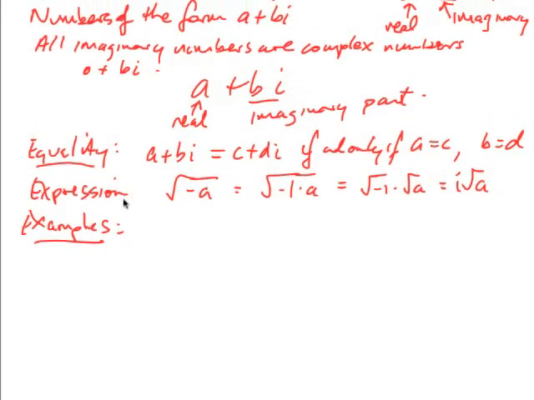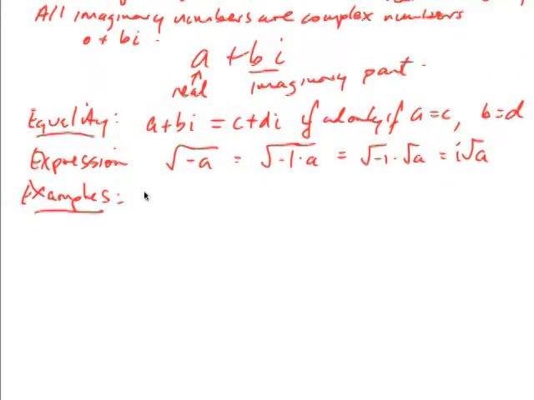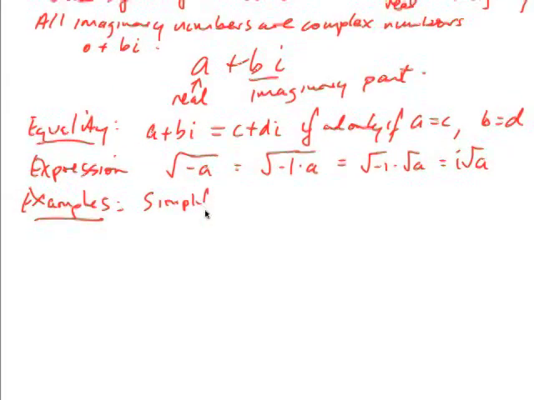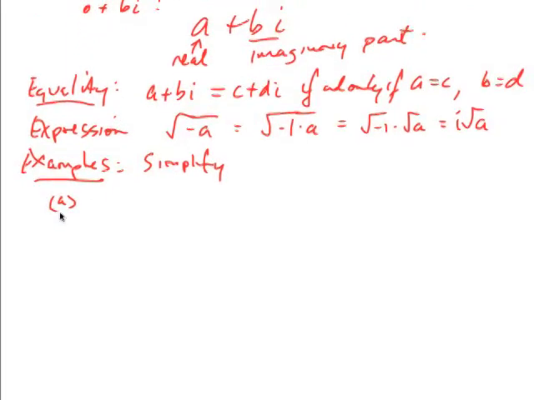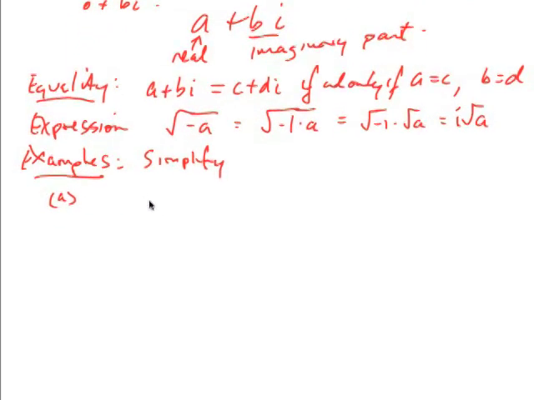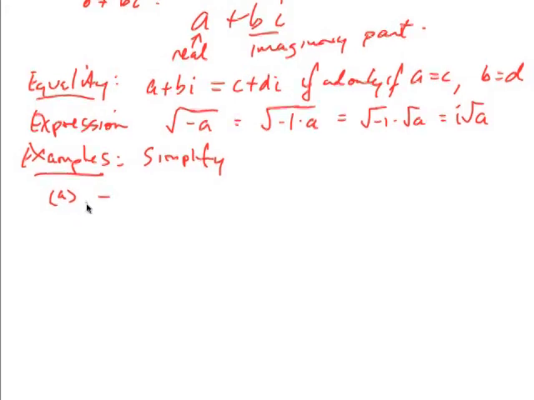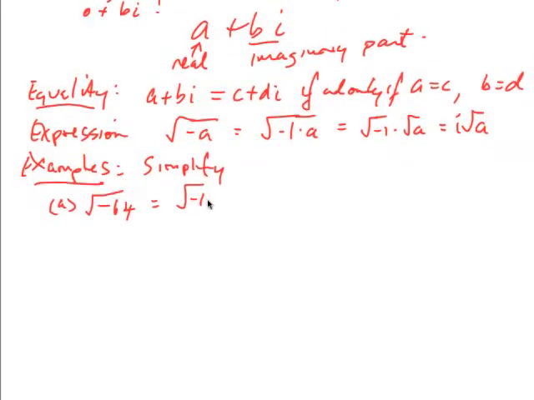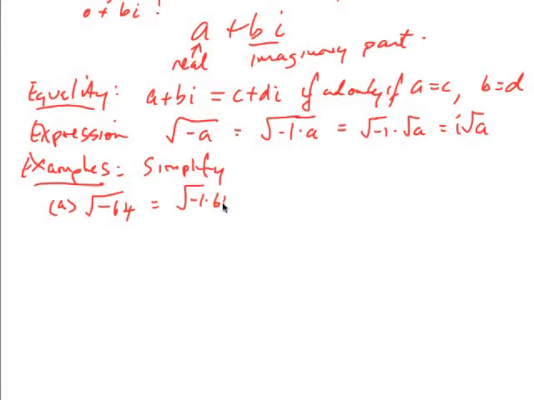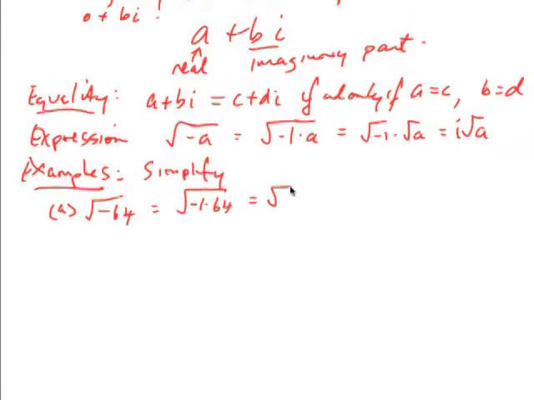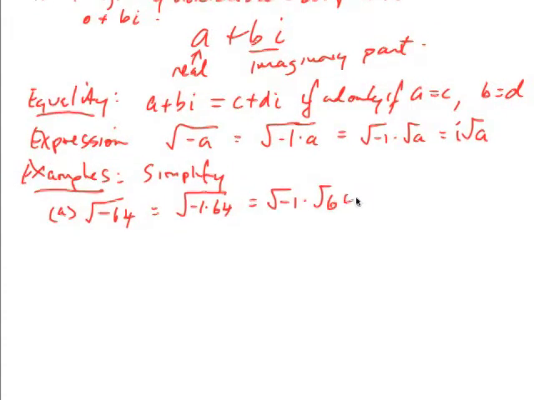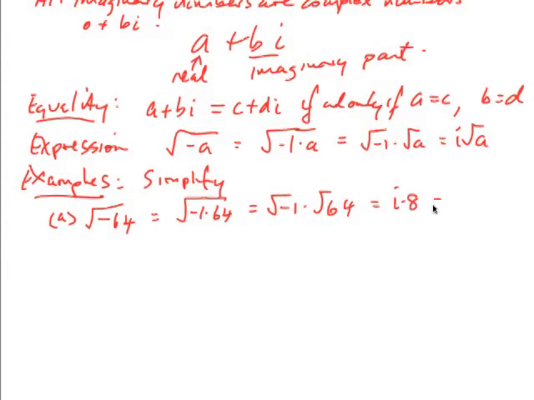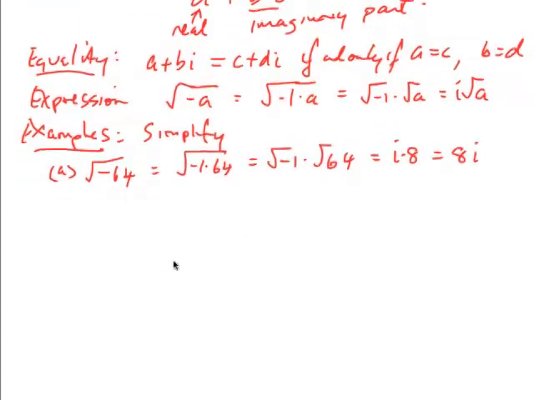First of all, let's suppose we want to simplify the following. Let's suppose I want to do the square root of -64. Well, this would be the square root of -1 by 64, which would be the square root of -1 by the square root of 64, which of course is i times 8, and we usually write that as 8i.